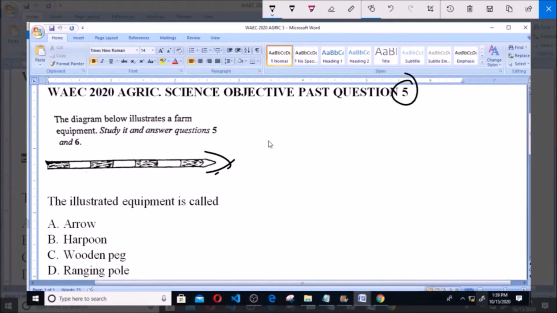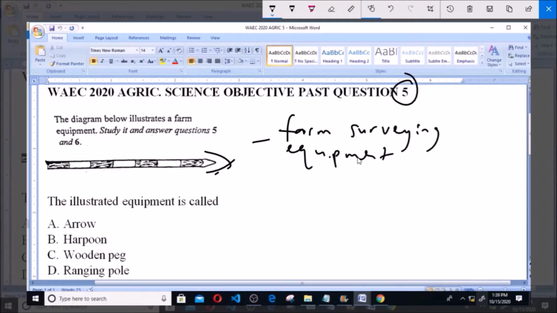So based on this description, it is a farm surveying equipment, and based on the description I have given, the color painted black and white, pointed at one edge and rounded at the other edge, it is a ranging pole. It's a farm surveying equipment called a ranging pole.